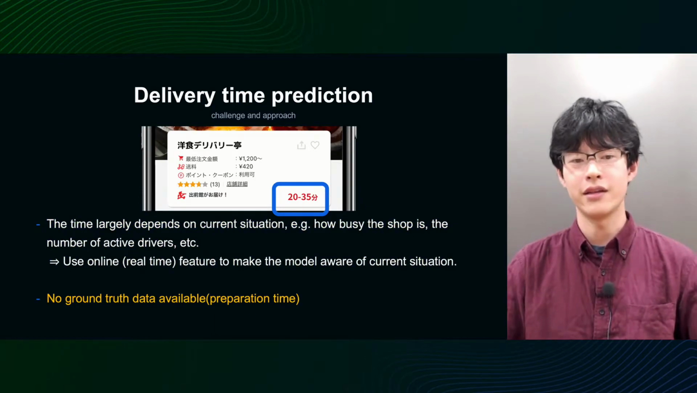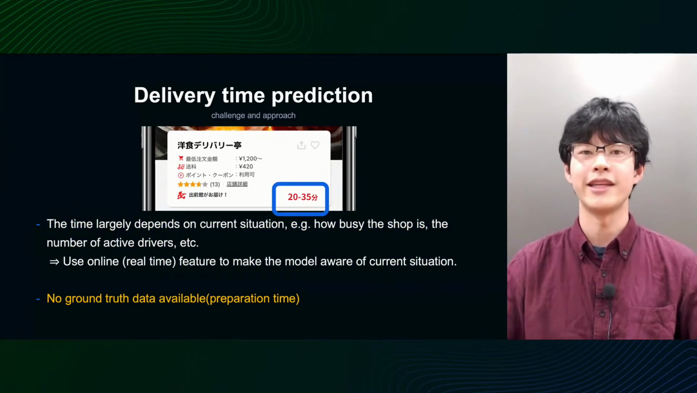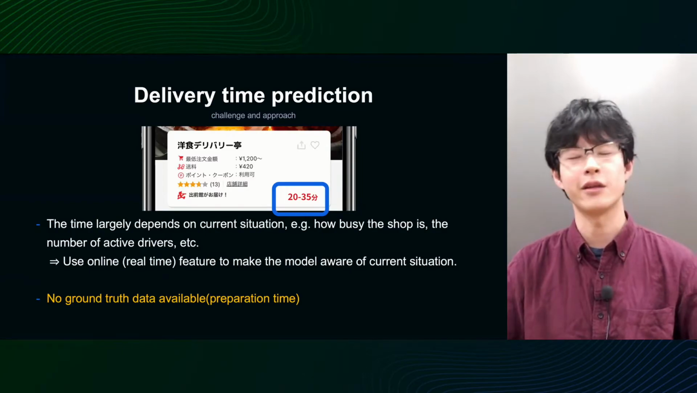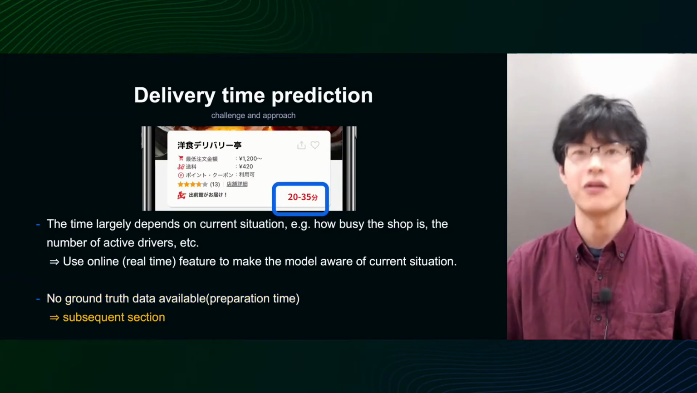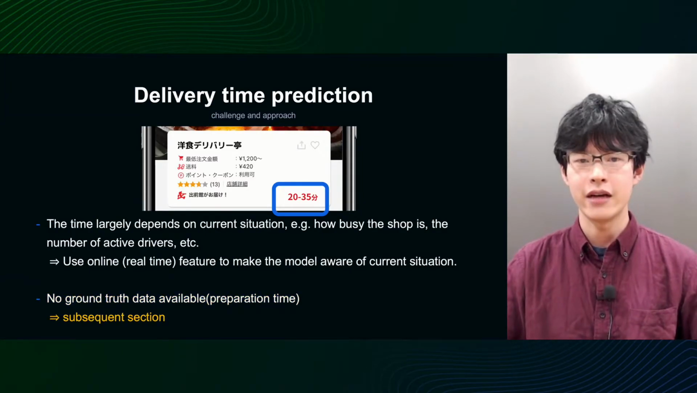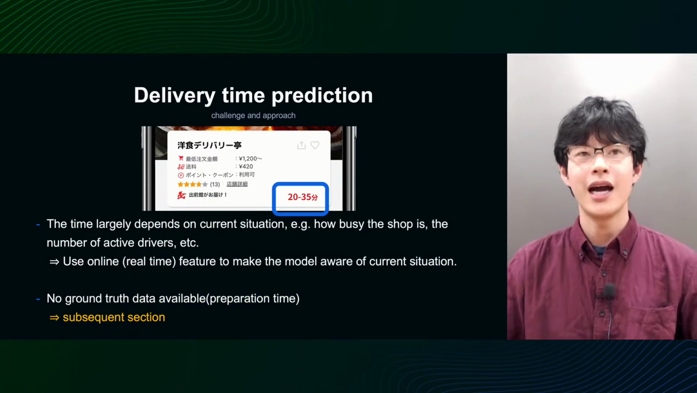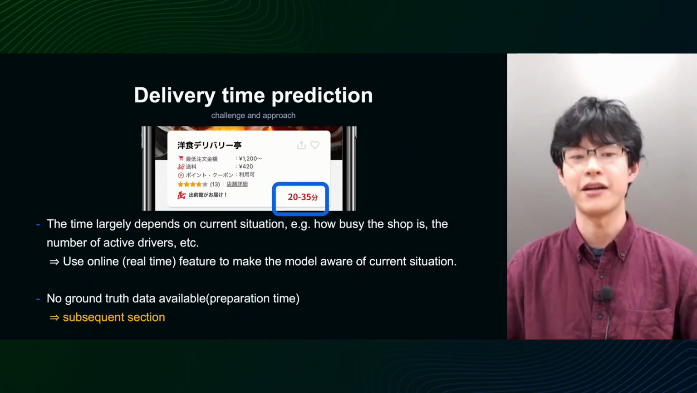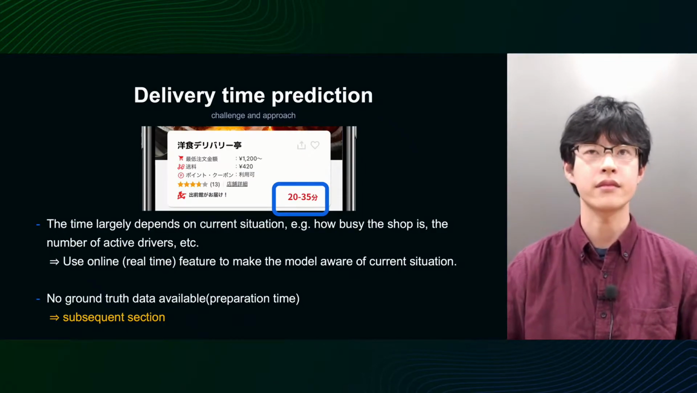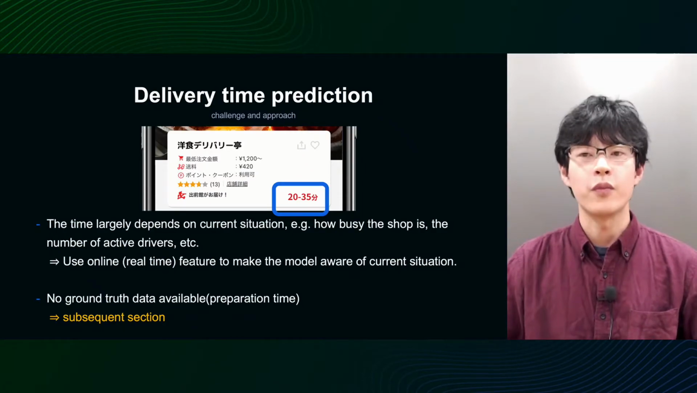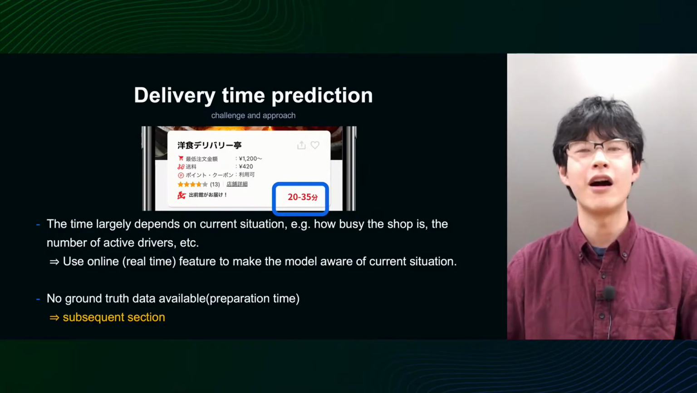The food preparation time has its unique challenge. That is, we cannot log the exact time the food is cooked and ready to go. How to address this challenge is a topic for a subsequent section, to which I will come back later. Now I've covered two machine learning components for predicting the delivery time.